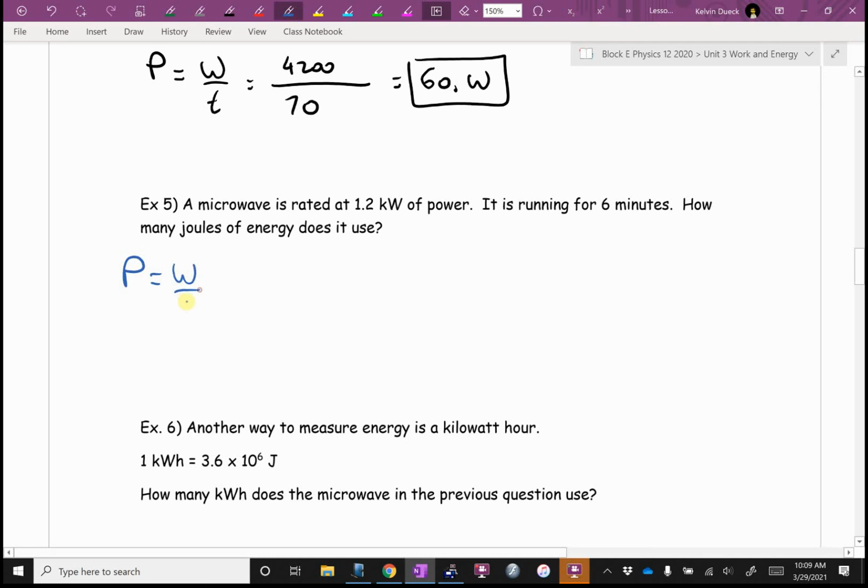Power is work over time. How would I get work by itself? How would I get the W by itself? How do I move the T over? Yep. Work is going to be power times time, or time times power.